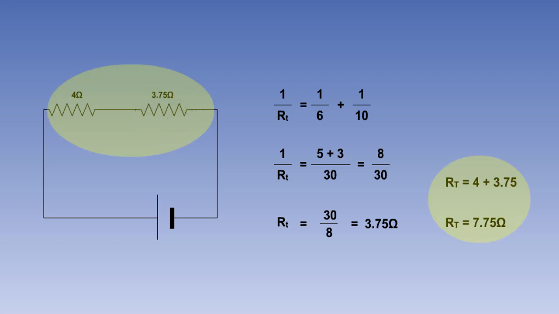To find the total resistance in the circuit, we add this to R1. So the total resistance is 3.75 plus 4, making a total of 7.75 ohms.